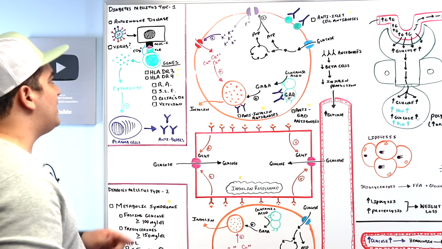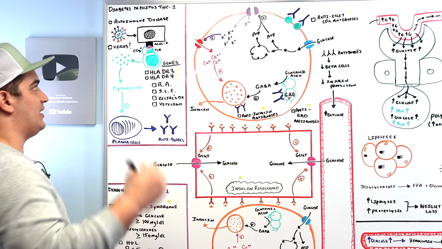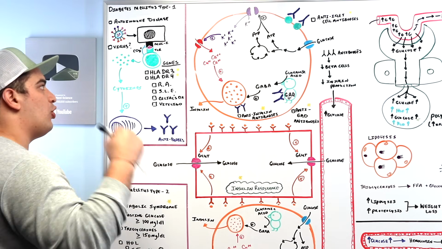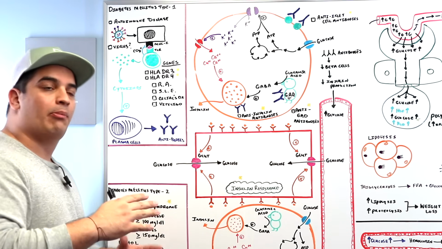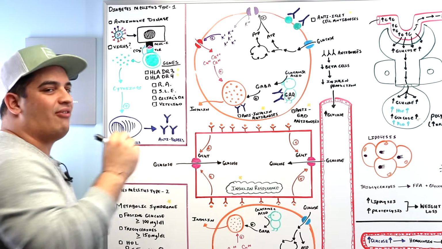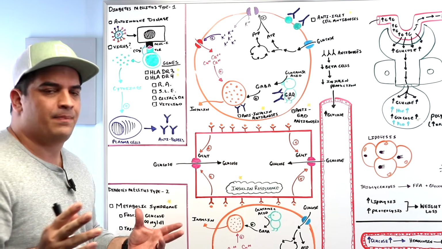All right, Ninja Nerds. So the first thing that we need to know with type 1 diabetes mellitus that is extremely high yield is that it is an autoimmune disease. There's two components to an autoimmune disease. The environmental component, which we believe to be a virus. We don't know exactly what the virus is.